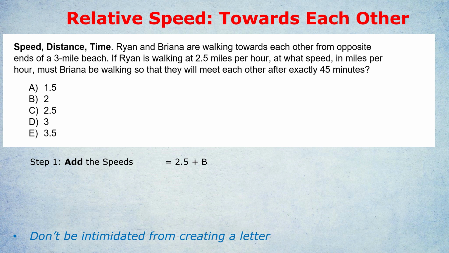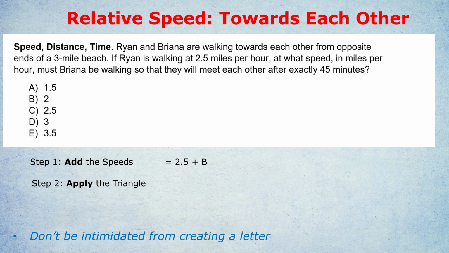What would step 2 be again? Remind me? It's applying the triangle. But for the triangle, we need to have another measurement or number. And here we have 2 other numbers. We've got the fact that it's a 3-mile beach and they need to meet after 45 minutes. That's fine. We just apply the triangle in its entirety.